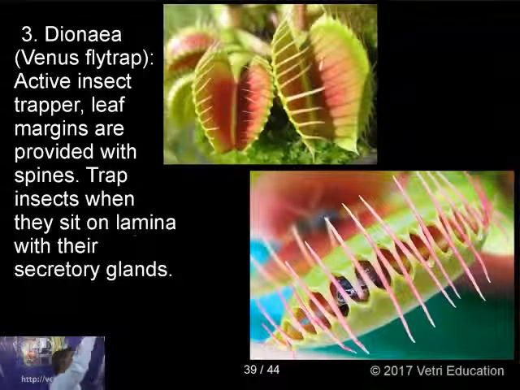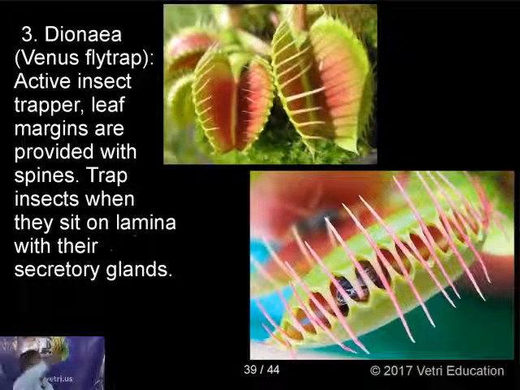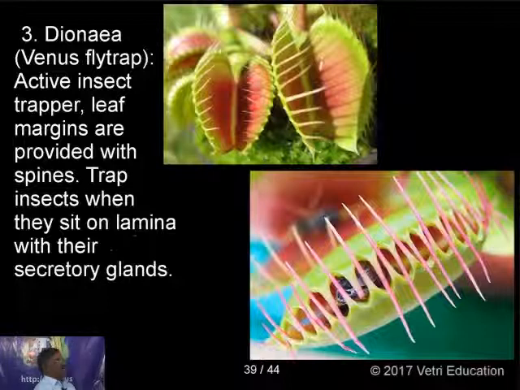The next one, Dionaea, is an insectivorous plant. This is called Venus flytrap. Here you can find the leaf has a center midrib, and both sides are just like a door, and in the margins you have a number of pointed sharp spines with secreting glands. Any insect that happens to fly in, they will catch and digest.